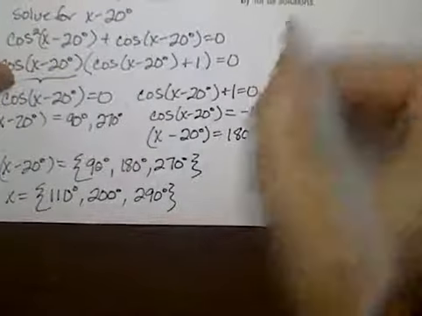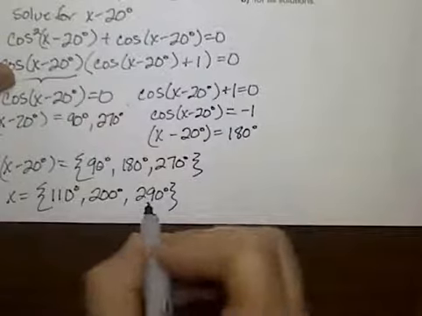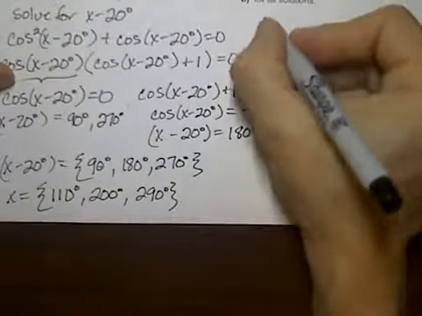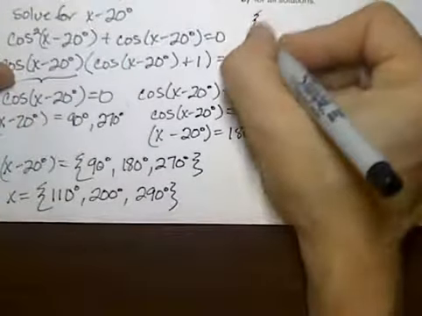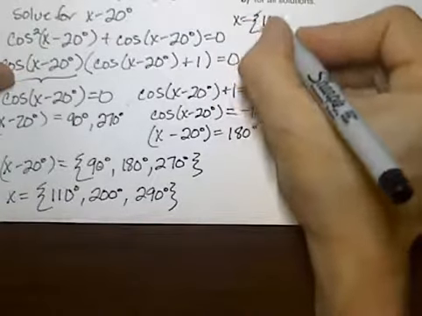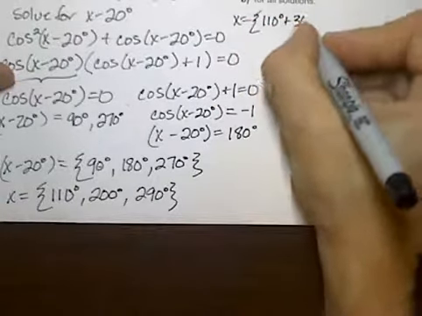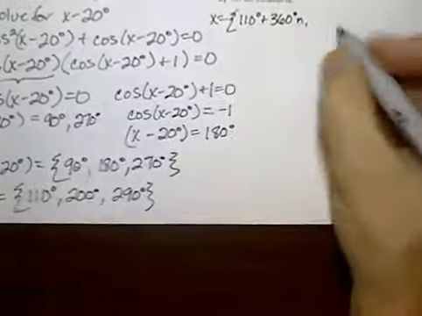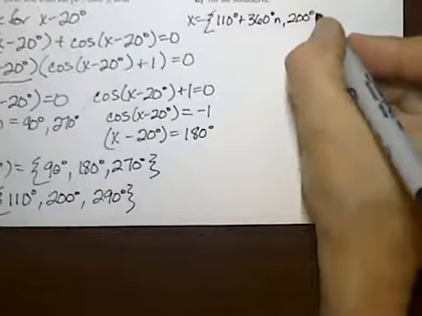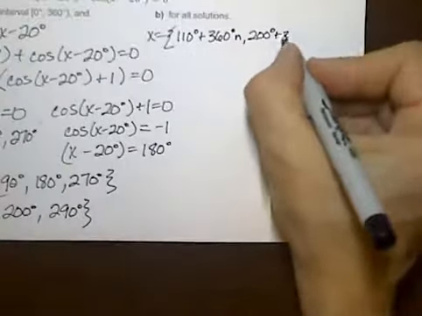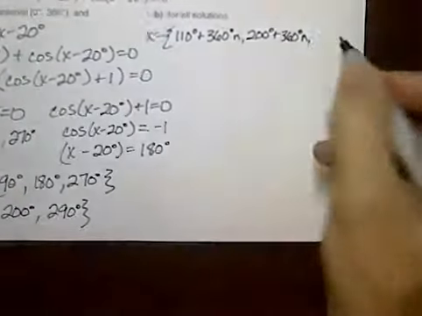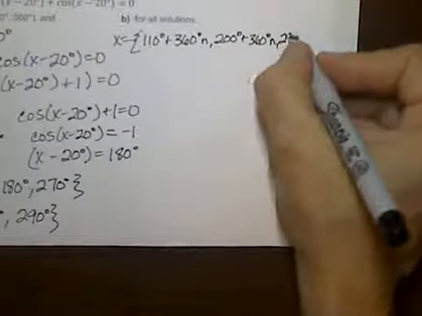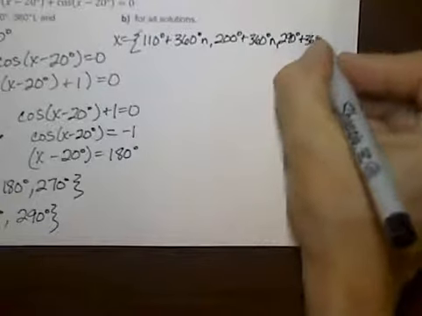And then for all solutions, we're going to take each one of these and add 360 times n. So we'd have 110 plus 360 degrees n, and 200 degrees plus 360 degrees n, and 290 degrees plus 360 degrees n.